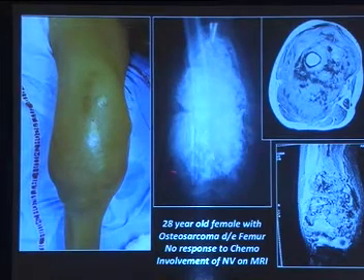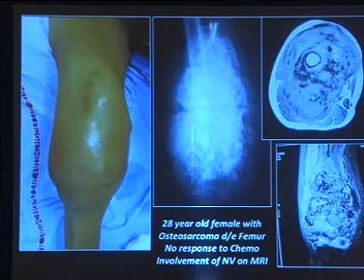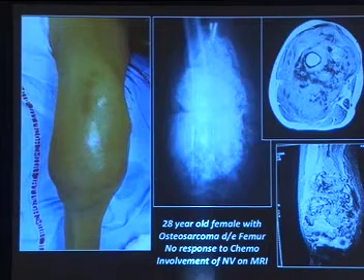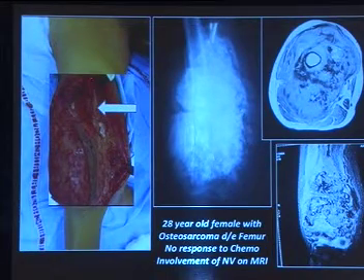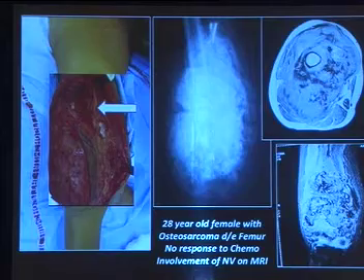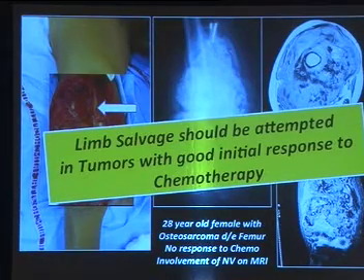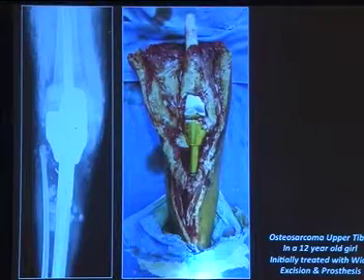This was a 28-year-old female with osteosarcoma of the distal end of femur. Unfortunately, the patient had little response clinically to chemotherapy, and therefore was taken up for limb salvage surgery. MRI demonstrated that still there was some plane between the perivascular tissue, but when we opened it, we found that the blood vessel was going right into the tumor, and she had to go for amputation. So limb salvage should be attempted in tumors with good initial response to chemotherapy. And initial response to chemotherapy is a very important clinical parameter that you can see and decide whether limb salvage surgery is required or can be done or not.